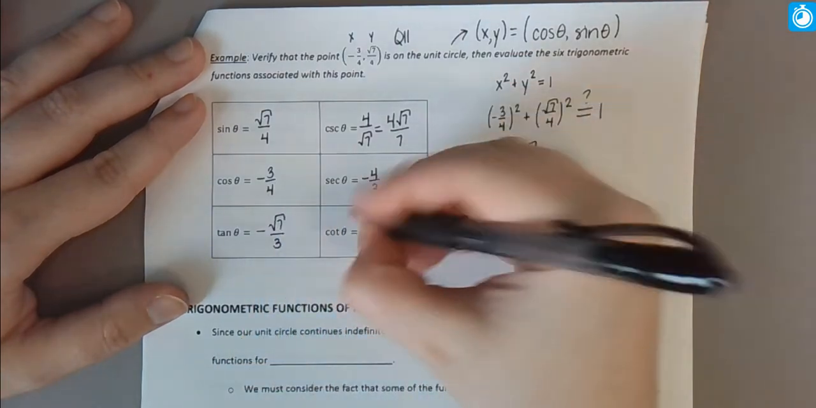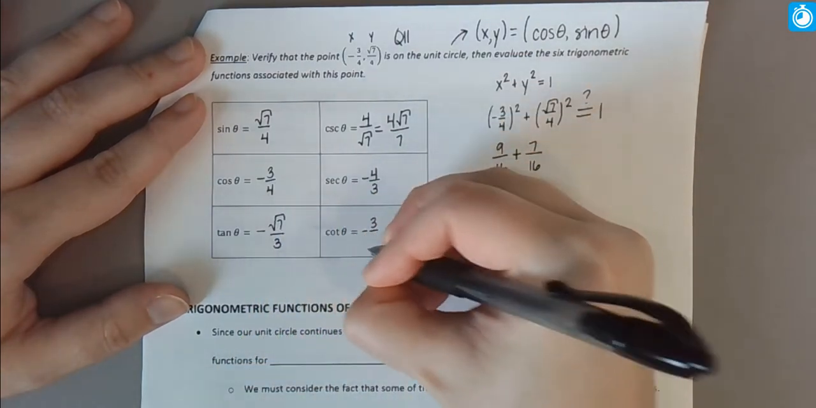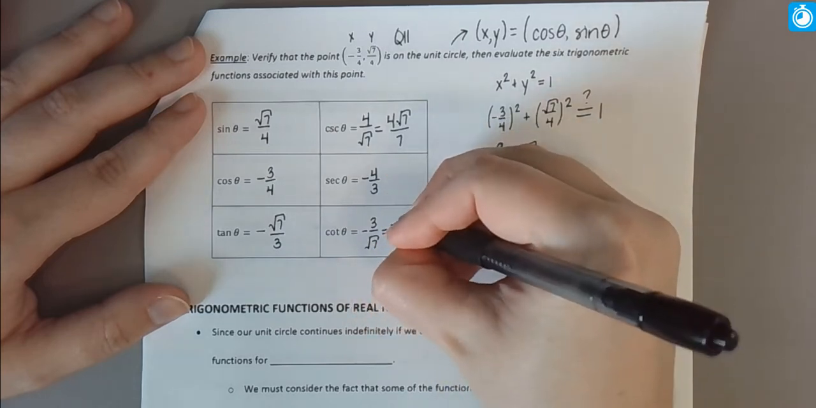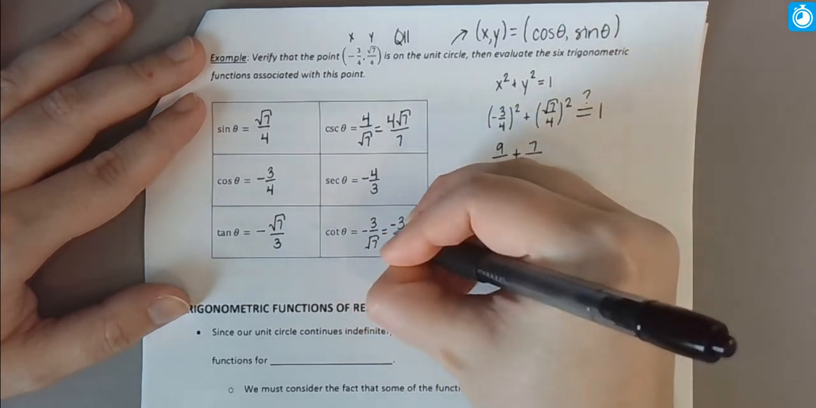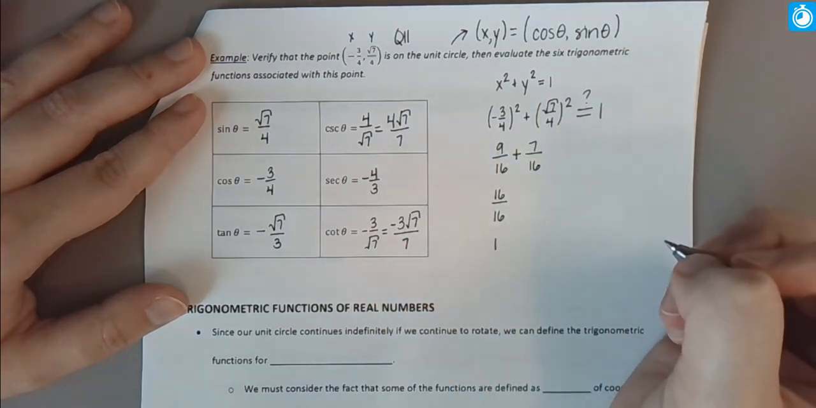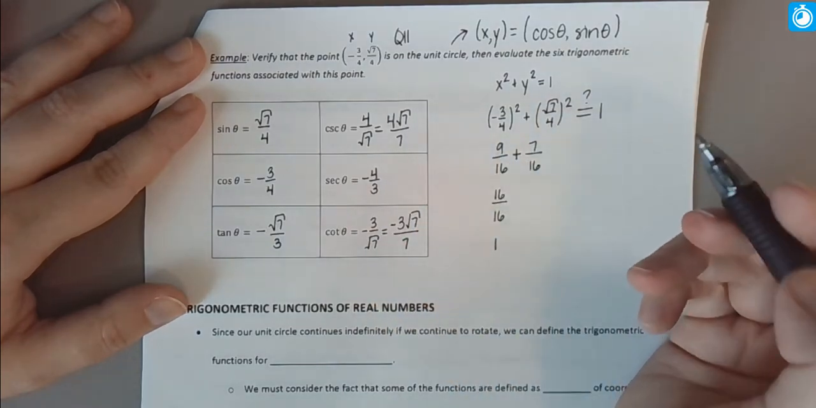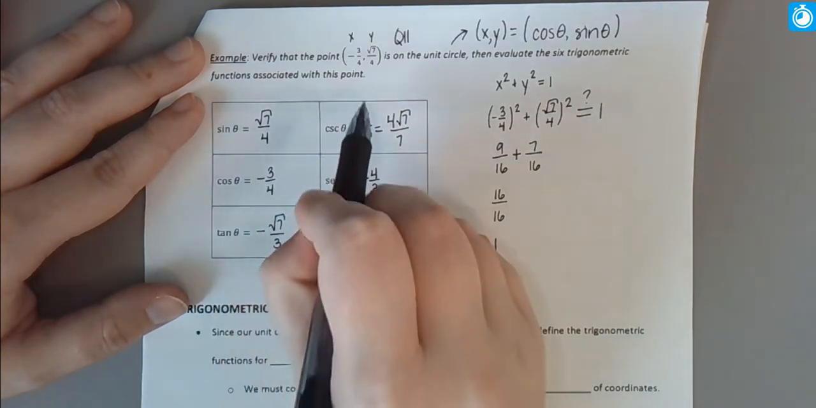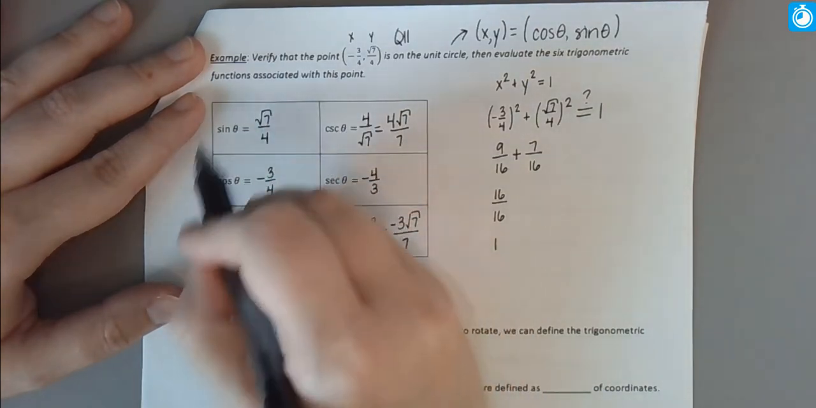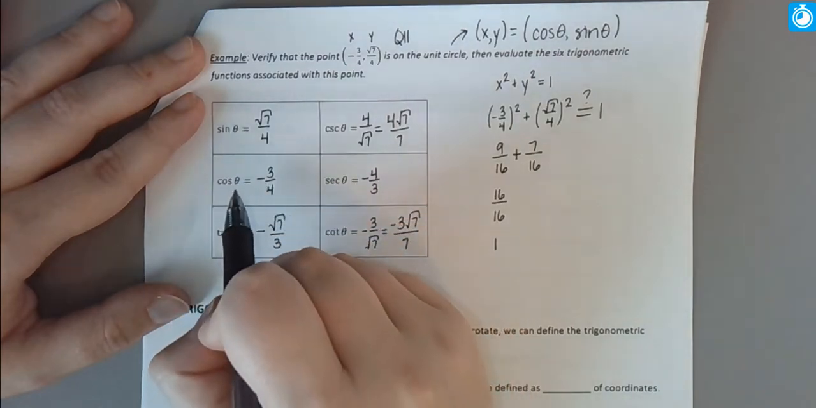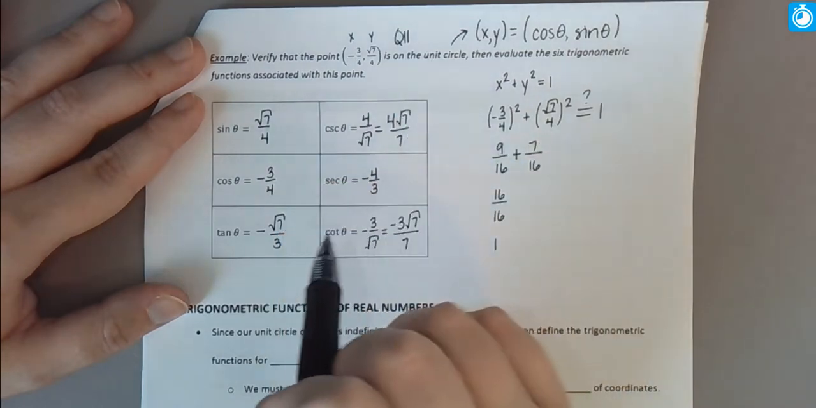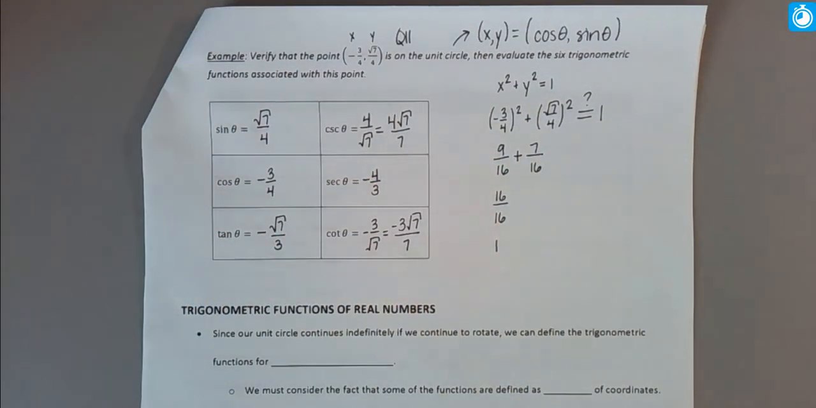Now we could either flip that to do cosine over sine to do the cotangent, or we can just take the reciprocal of tangent. So that's probably going to save us some time. So that's going to be -3/√7, or if we rationalize it, -3√7/7. And there we go. So again, the tangent, cotangent, cosecant, and secant were determined directly from the sine and cosine, but the sine and cosine were determined directly from our coordinates and the fact that those coordinates exist on the unit circle.